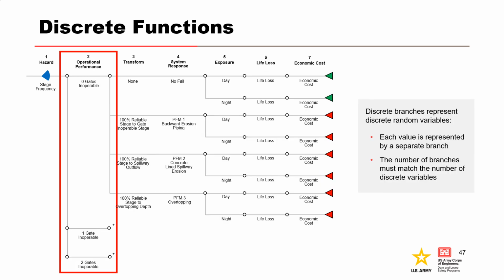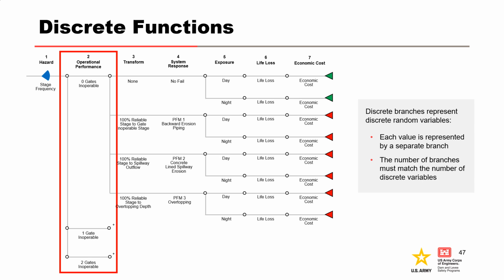Level 2 is a discrete function. Discrete functions are used to represent discrete random variables that can take on a finite number of values, with each value being represented by a separate branch. The number of branches is selected to match the number of discrete values that the variable can take on, with each discrete branch being assigned a probability of occurrence.